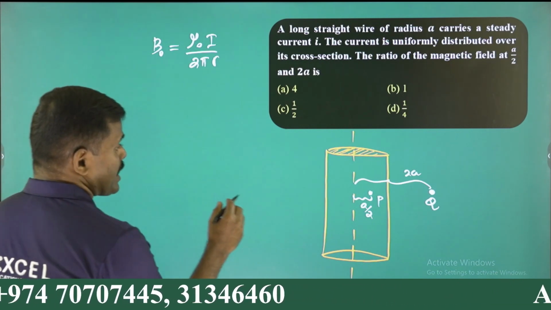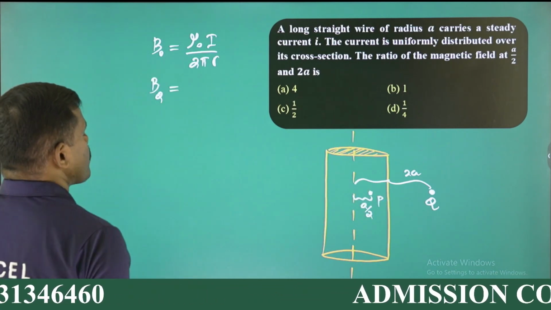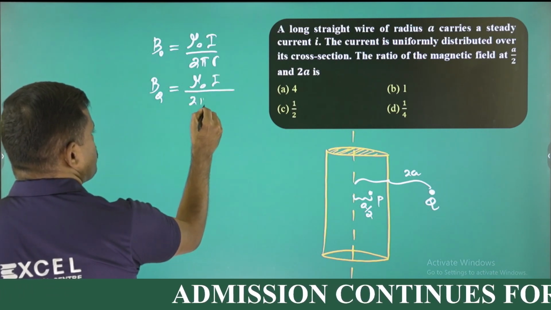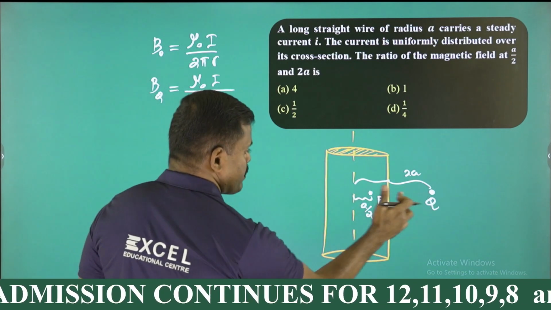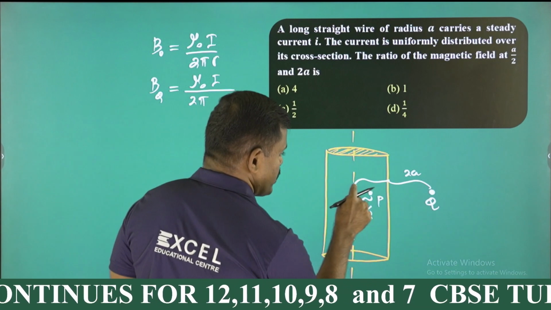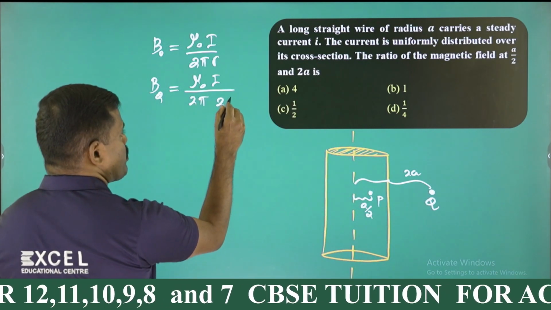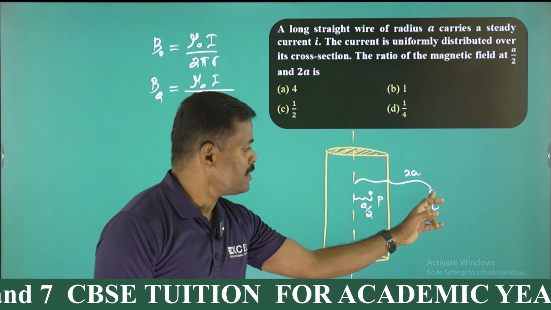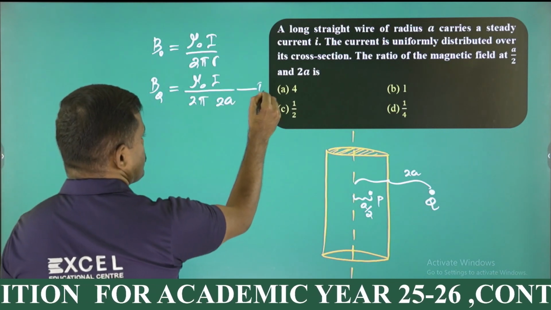Okay, so let us write the outside point. I call it by the name Q. So BQ is equal to mu 0 I divided by 2 pi into R. R is actually the distance to that point. What is the distance to the point? For the outside point it is 2a. From the axis of the conductor to that point, the distance is equal to 2a. Correct? So that is my equation number 1.